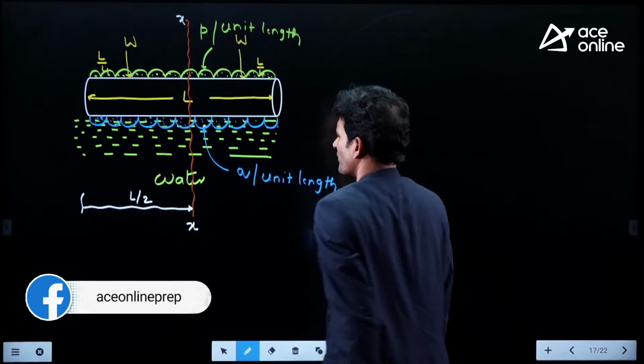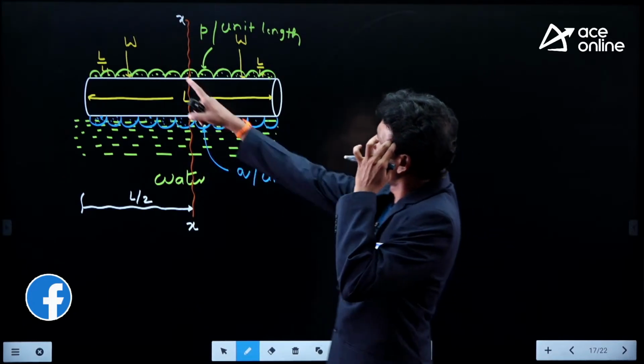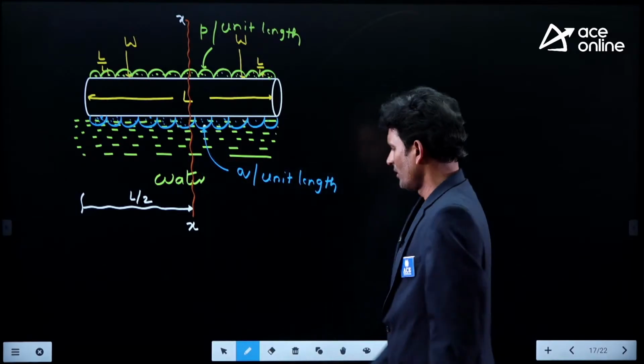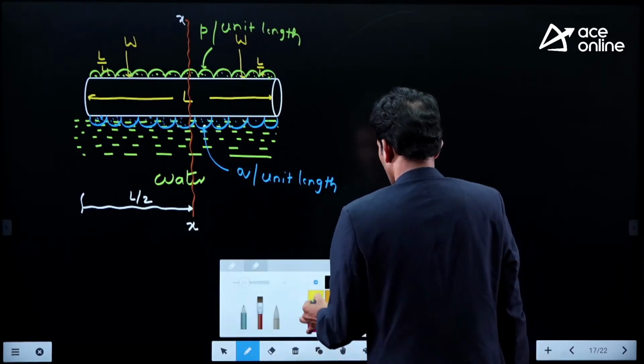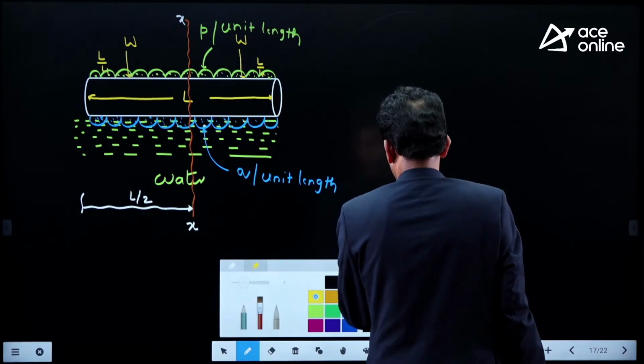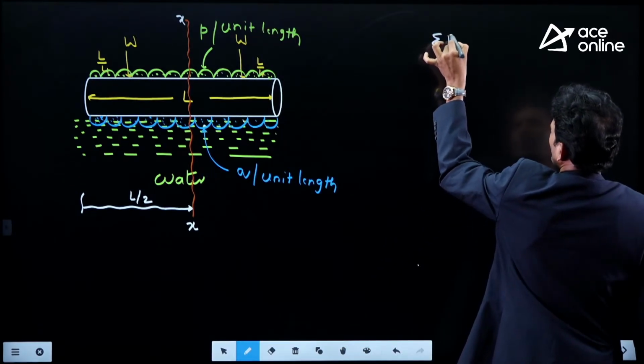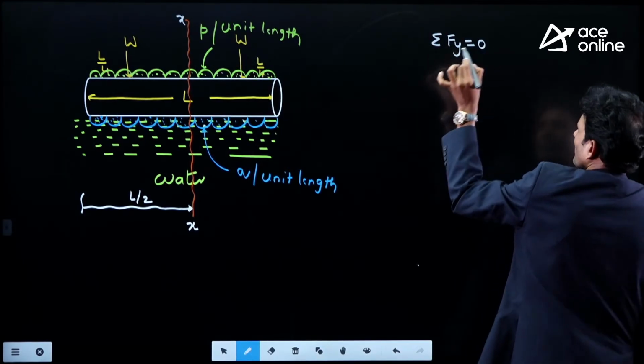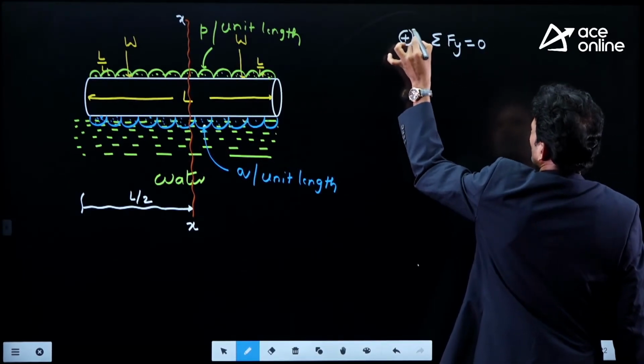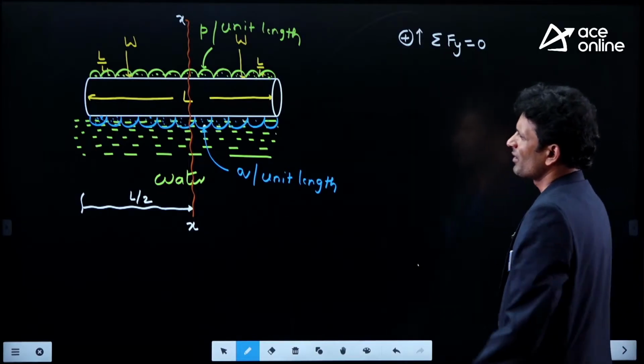First of all, try to find out the relation between W, P and Q. Should I consider the force equilibrium condition? Why not? So when I take the force equilibrium condition, summation of forces along the y direction equals 0. Upward force I may consider as positive, downward force I may consider as negative.